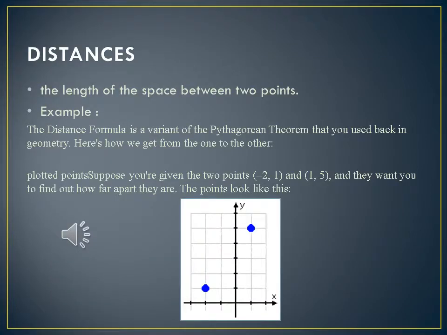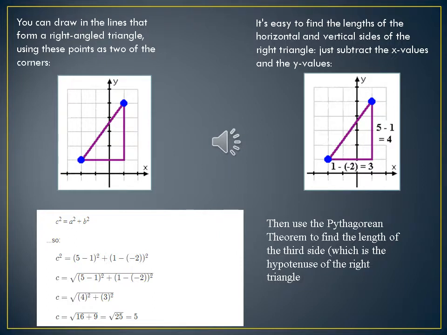What is distance? Distance is the length of the space between two points. For example, the distance formula is a variant of the Pythagorean theorem that you used back in geometry. Here's how we get from the one to the other. Here is how you want to find a distance. By the end, you need to use the Pythagorean theorem.